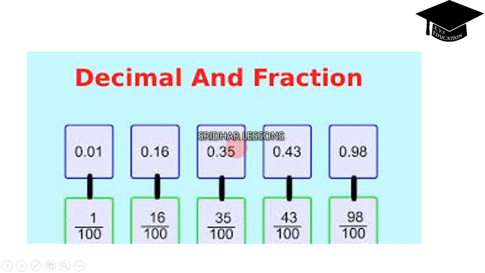Decimals and fractions. 0.01 in the fraction form is called 1 by 100. And 0.16 can be written as 16 by 100. After the decimal, how many digits are there? That many zeros. 0.35 is 35 by 100, 0.43 is 43 by 100, 0.98 is 98 by 100. Like this, the decimals as well as fractions will be represented.